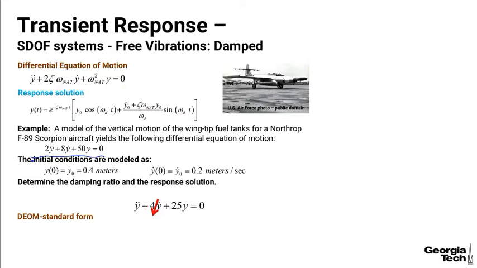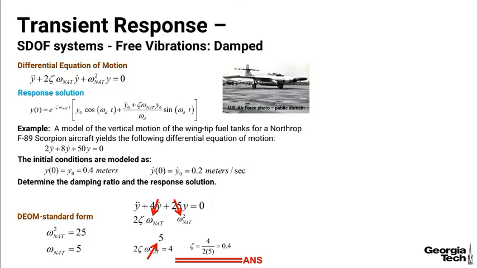Therefore, I can easily identify that the coefficient in front of the velocity term is 2 zeta omega natural, and the coefficient in front of the displacement term, or the y term, is equal to omega natural squared. Omega natural squared being 25 gives us immediately the natural frequency of 5 radians per second. Setting 2 zeta omega natural equal to the coefficient 4, and knowing omega natural is 5, gives us zeta as being 0.4. And so we're easily able to come up with those values. That's the first answer: the damping ratio, zeta, is equal to 0.4.